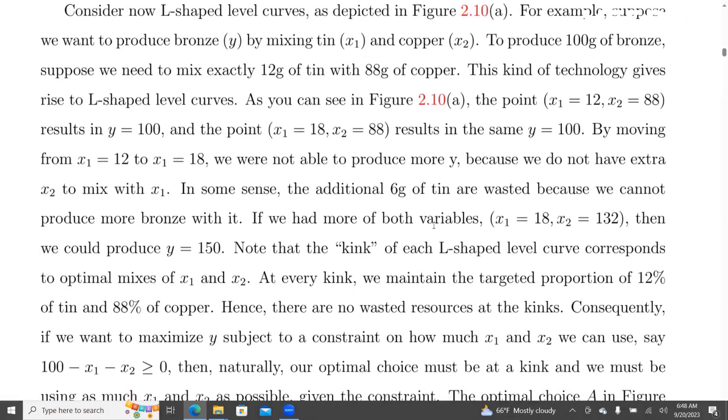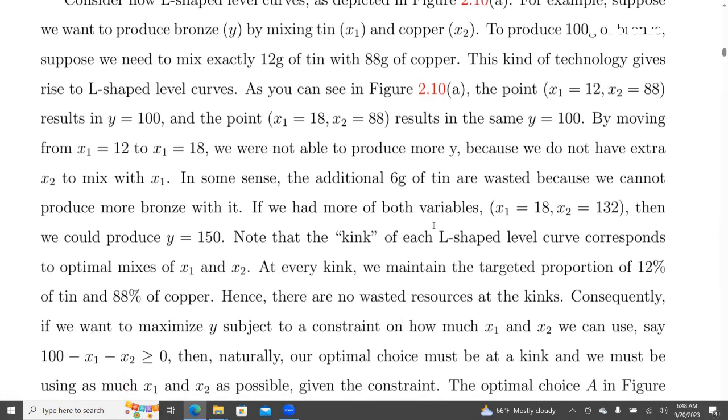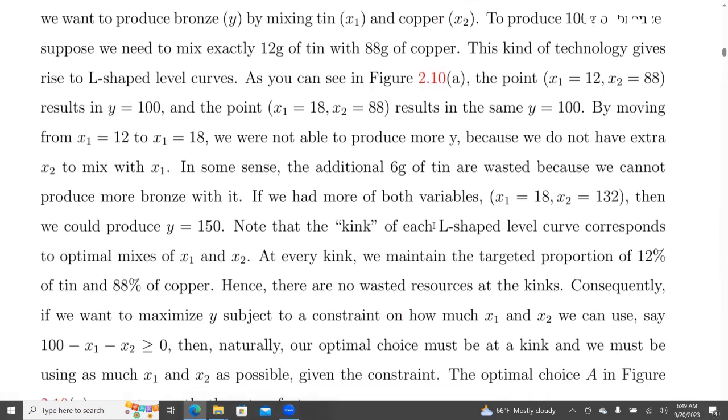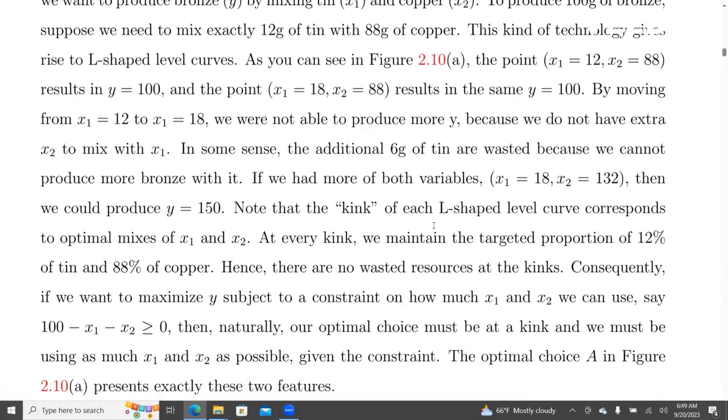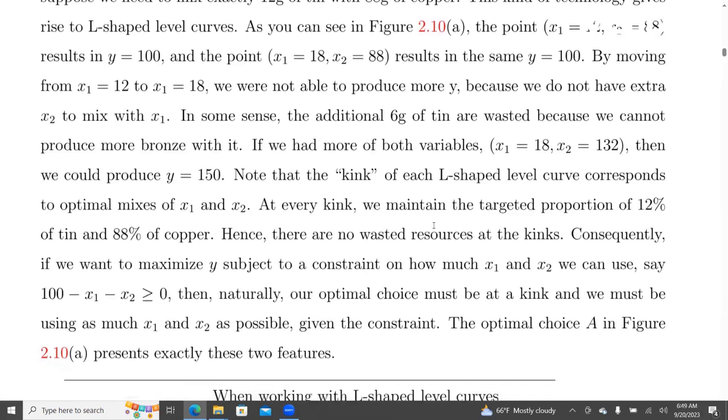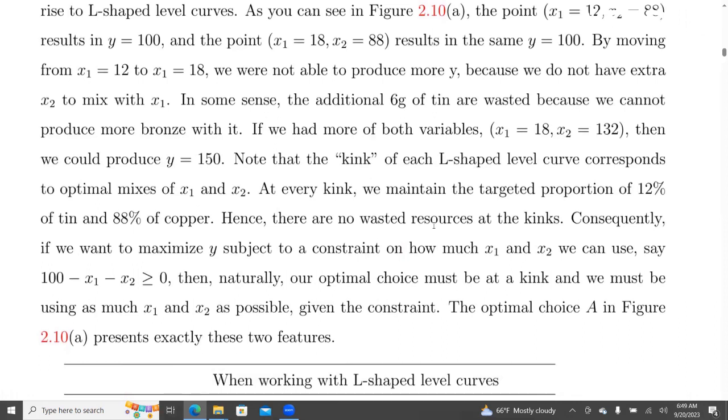So we have the point x1 equals 12, x2 equals 88, results in y equals 100, and the point x1 equals 18, x2 equals 88, results in the same y equals 100. By moving from x1 equals 12 to x1 equals 18, we were not able to produce more y because we do not have extra x2 to mix with x1. In some sense, the additional 6 grams of tin are wasted because we cannot produce more bronze with it.